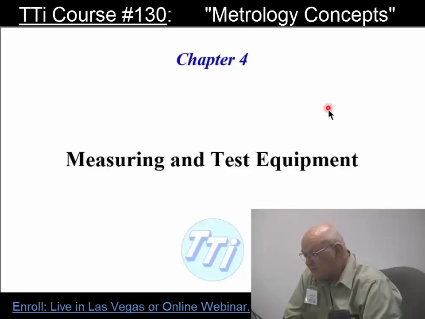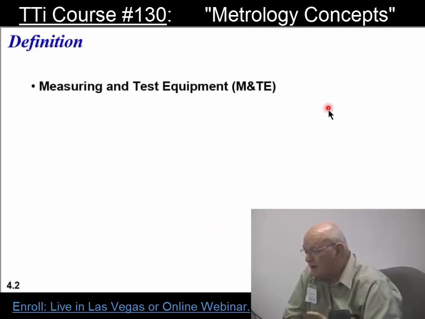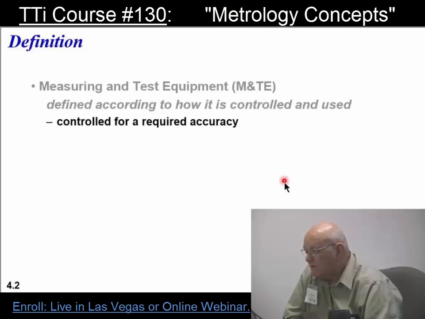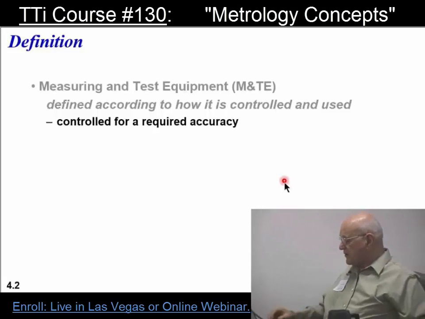Okay, so let's look at some of the measuring and test equipment. Definition. Defined according to how it is controlled and used. Controlled for required accuracy.